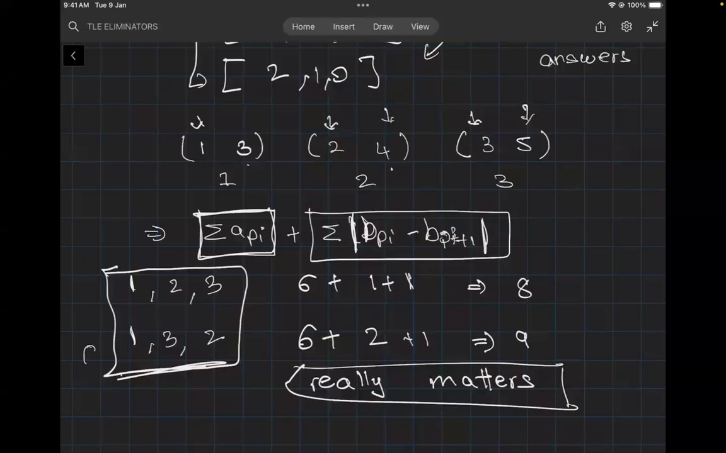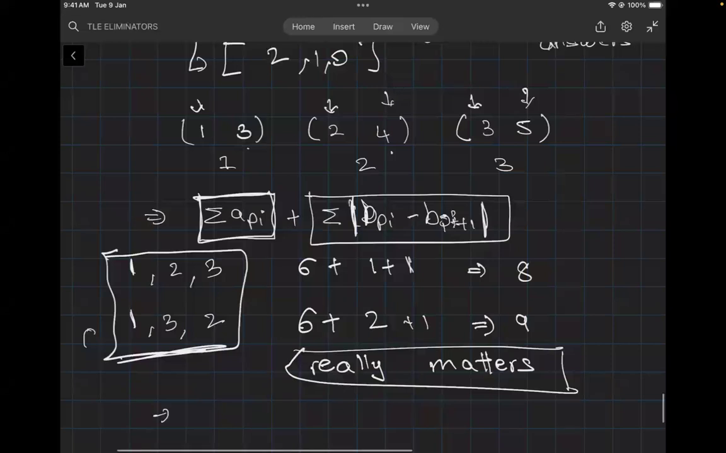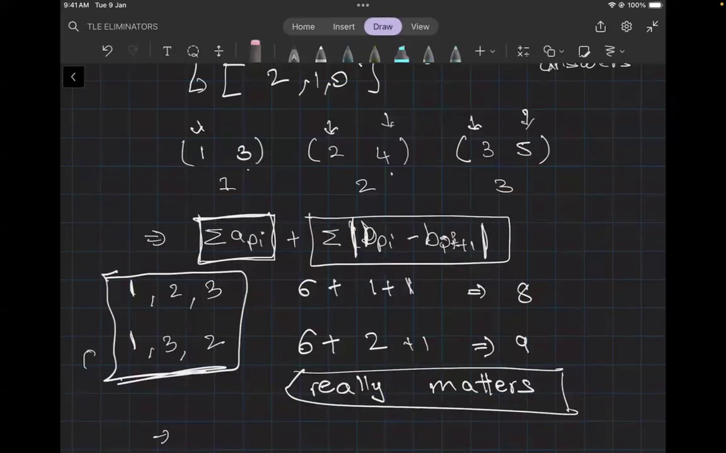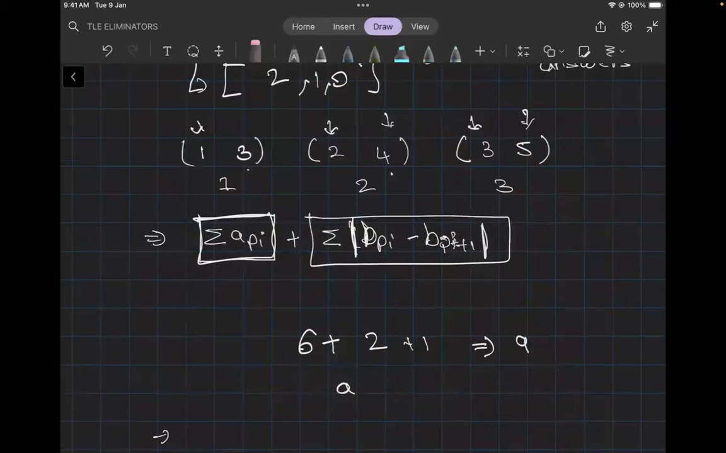Okay. So the question is, let's say I give you a pair of indices. The same thing. I'll just erase all of this. We came to know that this part is the same for all orderings, or remains constant. This is what changes.